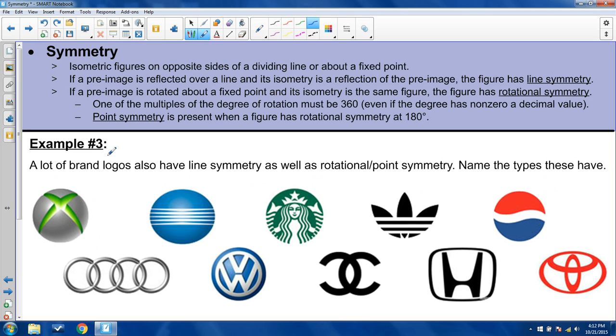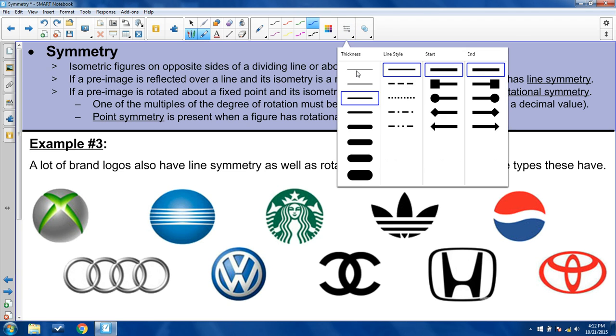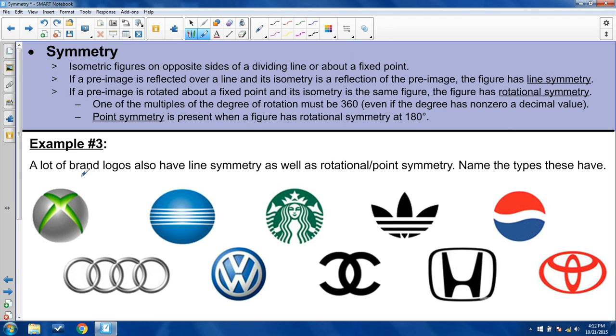Okay, and last but not least, a lot of brand logos also have line symmetry as well as rotational or point symmetry. Name the types these ones have. So I'll just go ahead and give labels R or L or P or whatever else. I'll give which ones they have.